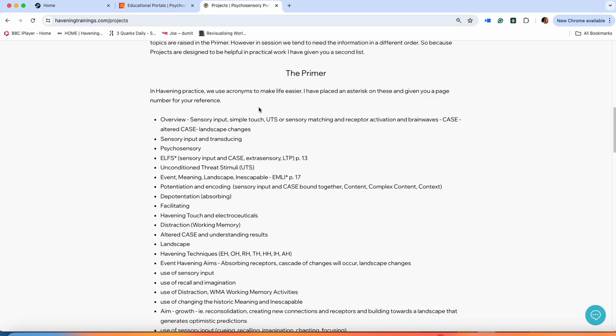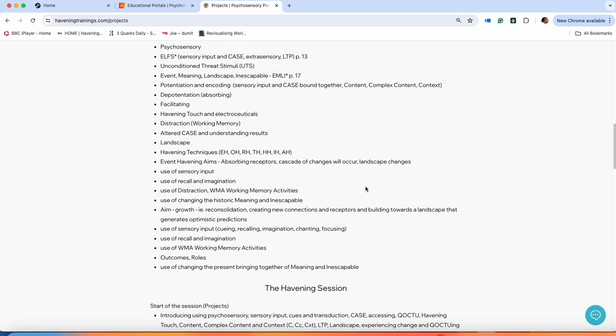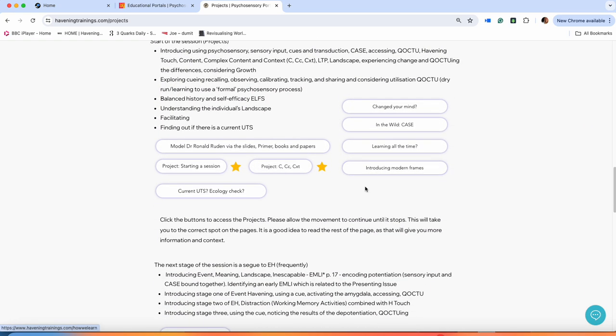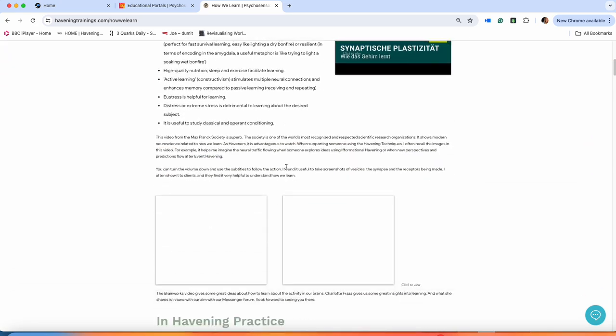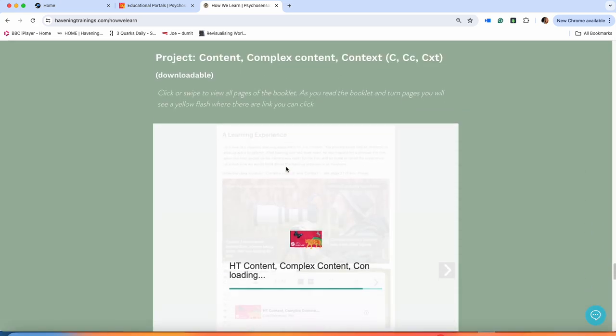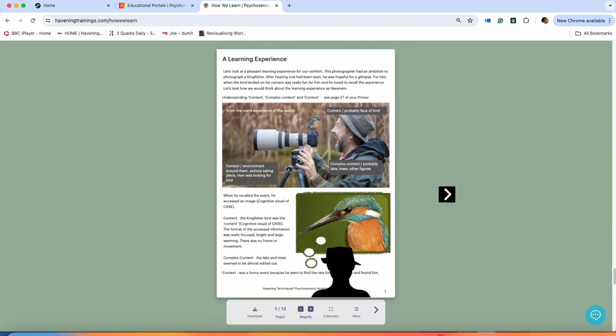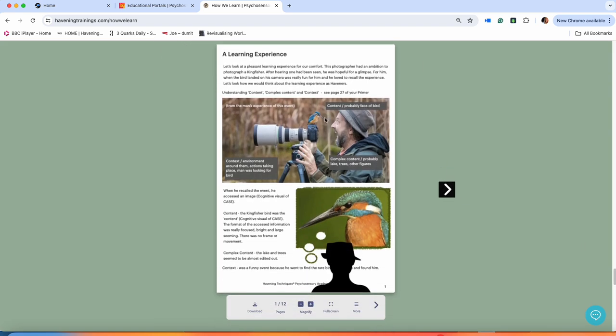And then I've made a list here of the things that are in the primer and that are important. So here's things like different projects. So things like this one, project, content, complex content and context, really important project. And it's in a section called How We Learn. And this is the project here. So it's a very simple little project, and it concerns what we're using all the time.